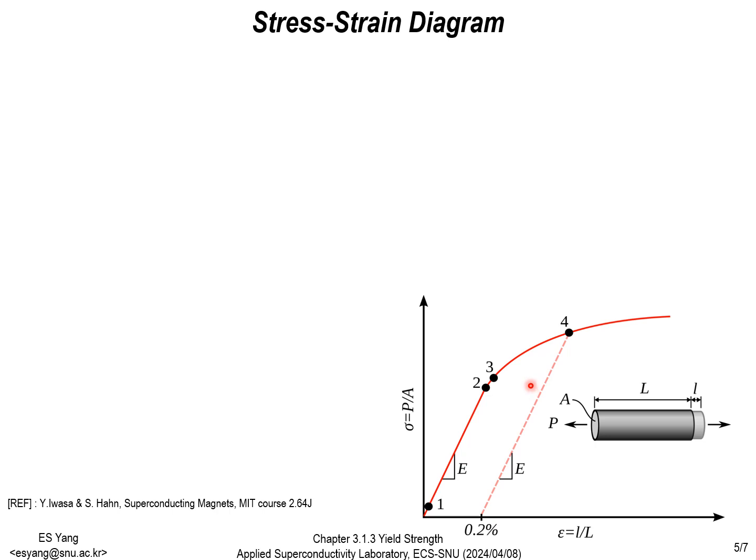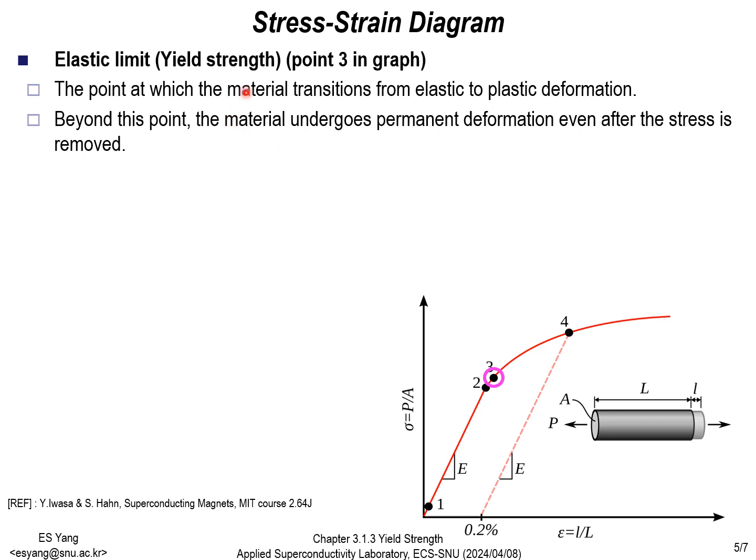Next, we come to the topic of yield strength, also known as the elastic limit. It corresponds to point 3 on the graph. Yield strength marks the point at which the material transitions from the elastic region to the plastic region. If stress higher than this point is applied and then removed, permanent deformation of the material occurs.